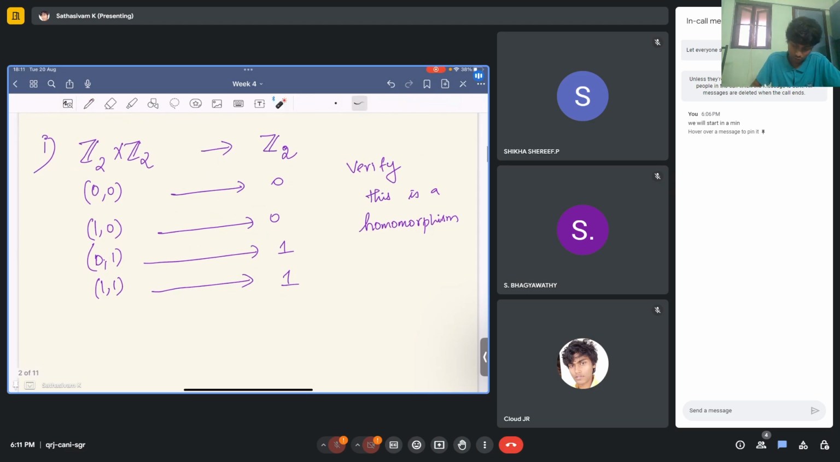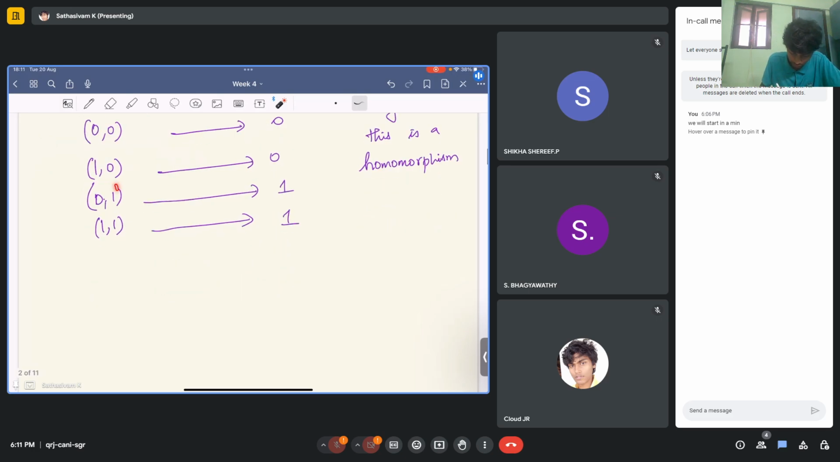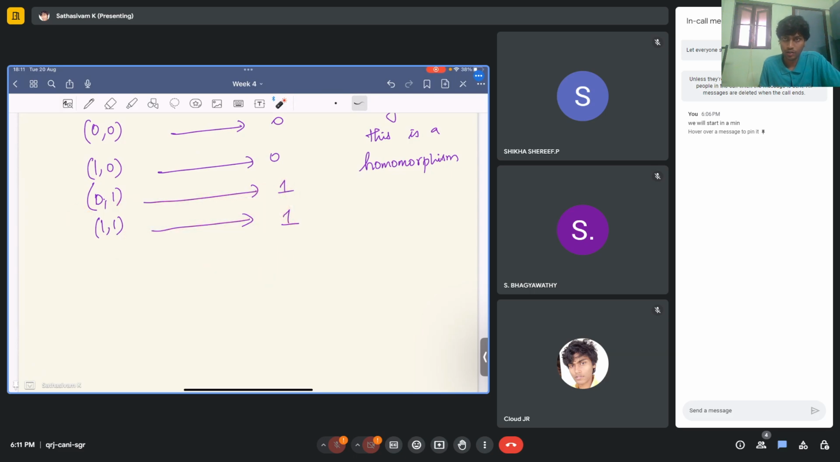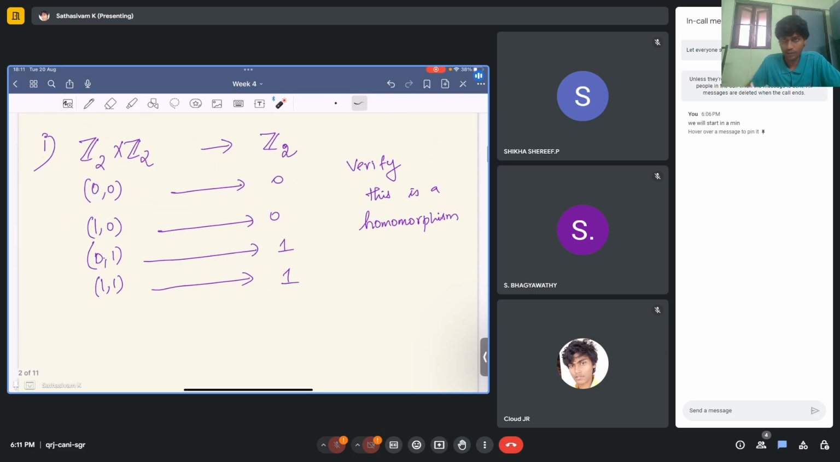Okay. So you have to take 2 elements, add them together, and see that it goes here. For example, you take these 2 elements. If you add them, what will you get? You will get (1, 0), and (1, 0) will go to 0. Now if you map them first and then add, you will get 1 plus 1, but 1 plus 1 is also 0. So you can see it matches. But you have to check that all of this is a homomorphism.